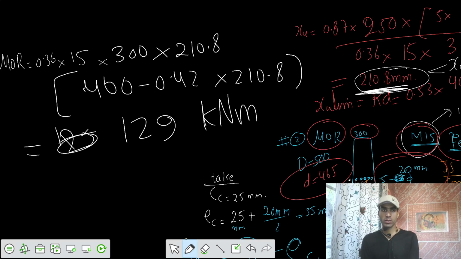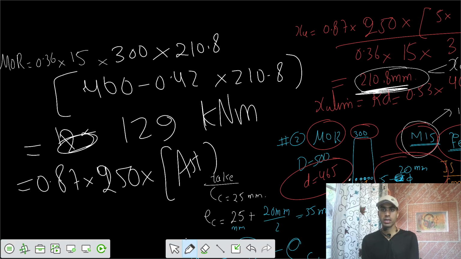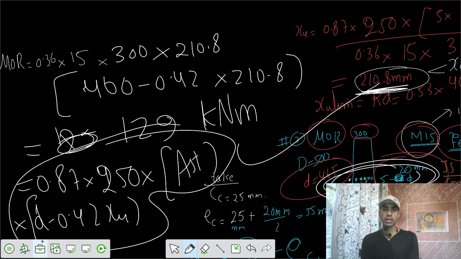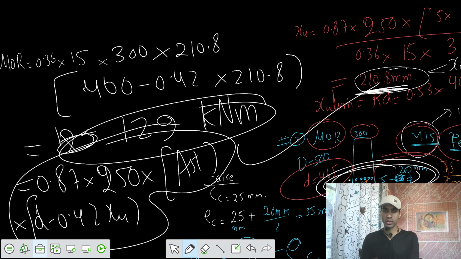We can also solve it by the equation 0.87 Fy Ast, since we know the Ast, times d minus 0.42 Xu. If you solve it by this equation also, you get the same value, 129 kilonewton meter. Let's go for the third problem.